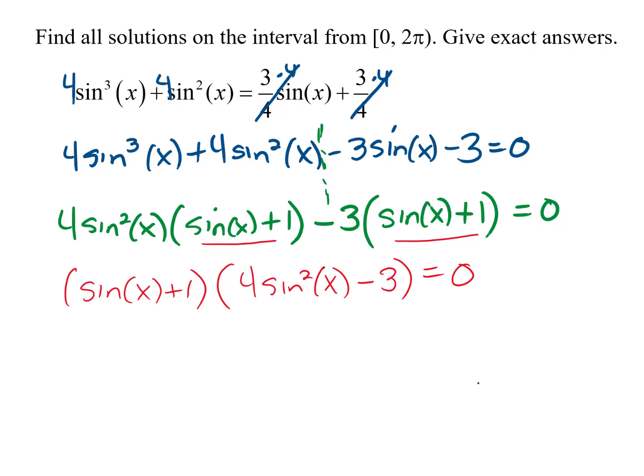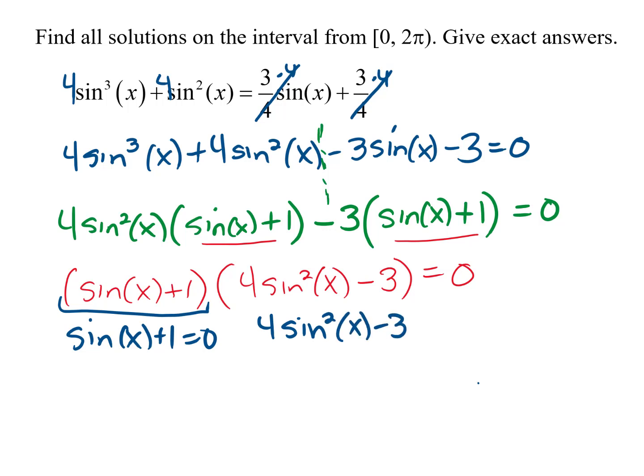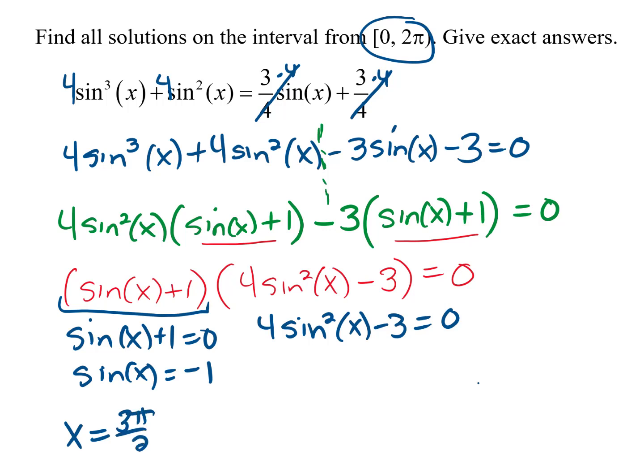I'm going to use the zero factor property. So I'm going to set this factor equal to 0 and solve it. Sine x plus 1 equals 0. And I'm going to set the second factor, 4 sine squared x minus 3, equal to 0. Now solving the first one, sine x, subtracting 1 from both sides equals negative 1. So I'm going to find solutions. x equals, where between 0 and 2 pi is the sine negative 1, and that's down there at 3 pi halves, right? If we think of the unit circle, it's right down here. And so I'll only get one solution from that.